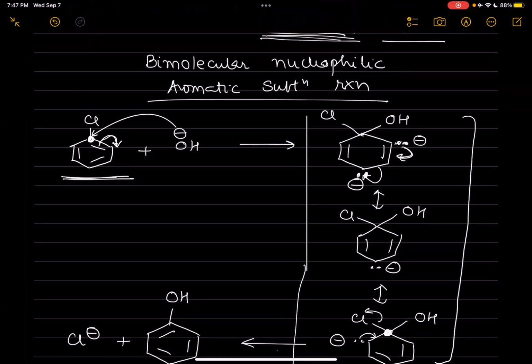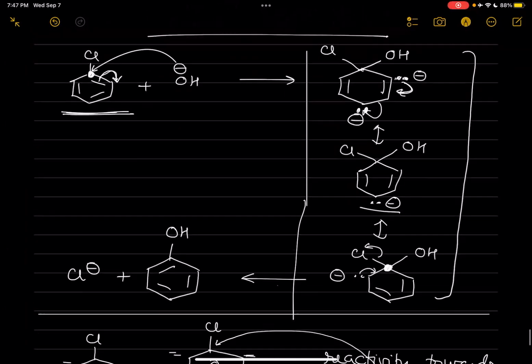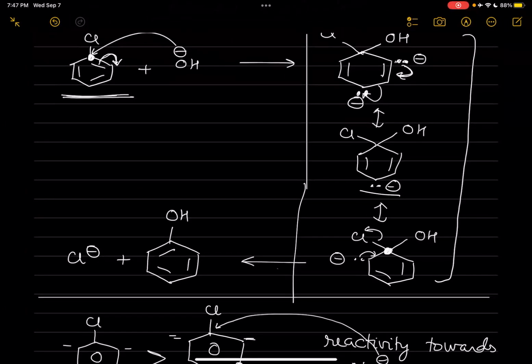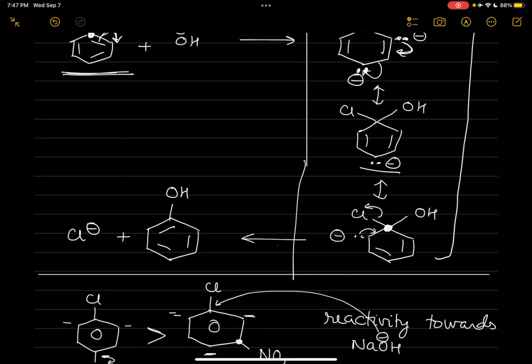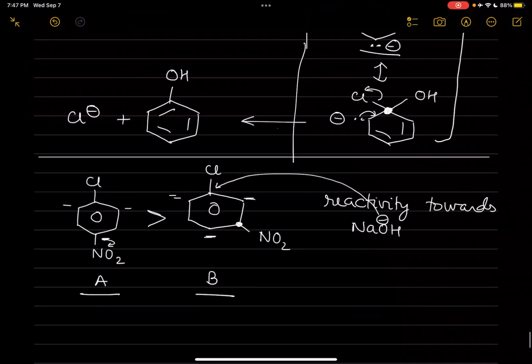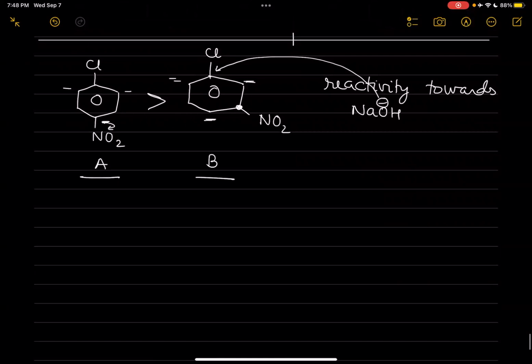Yes, sir. Okay, so you get this. So you need to have an electron withdrawing group. You can write: electron withdrawing groups increase the rate of nucleophilic substitution reaction on aromatic rings, electron withdrawing group at ortho and para positions. Okay, that you can write.